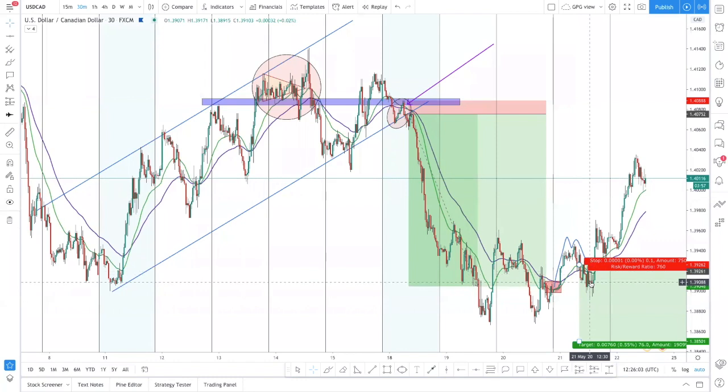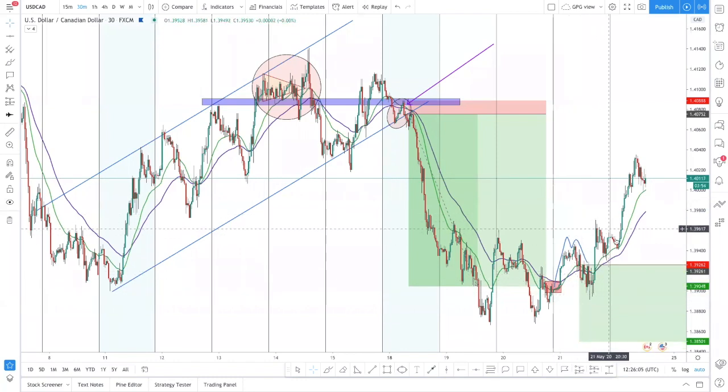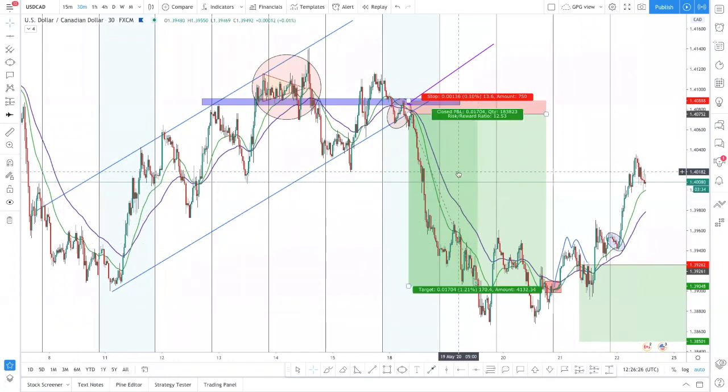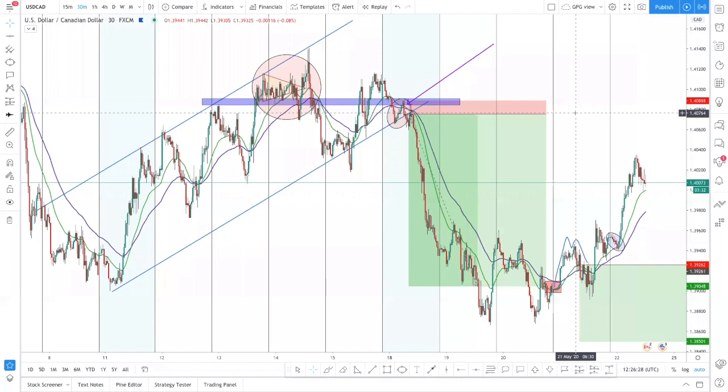Even if you lost, it's okay. You could have gotten your money back here, but pay attention that for every entry that I take, I want to see that perfect rejection. And this was just a retest. I don't like just a retest. I can't trust it. And so I'm not going to get into this one too. So that's about the loss on US dollar Canadian.